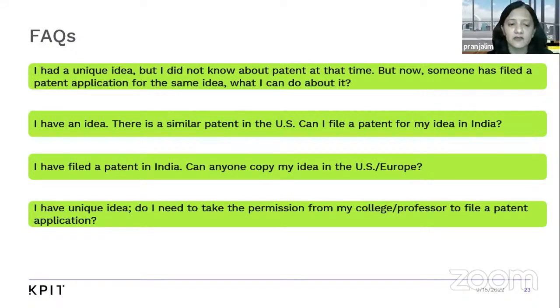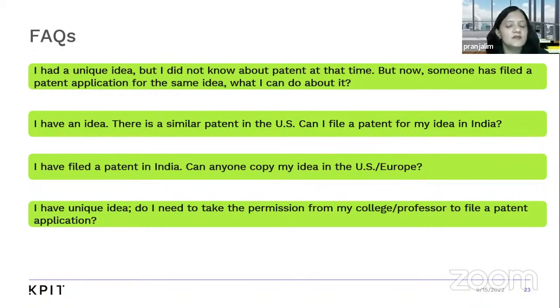The other question is: I have an idea and there is a similar patent in the US, a very, very similar idea. Can I file a patent for my idea in India? Like we have seen just now, even though patents are territorial rights, prior art that establishes the novelty of your idea can be published anywhere in any part of the world. So if there is a similar patent, let's say in the US or Europe or any other country in the world, the novelty of your idea is lost. If there is a similar patent or publication or any other literature or any disclosure of a similar idea, the chances of your idea being novel and getting a patent are very, very low, because that particular publication will constitute prior art for your idea.